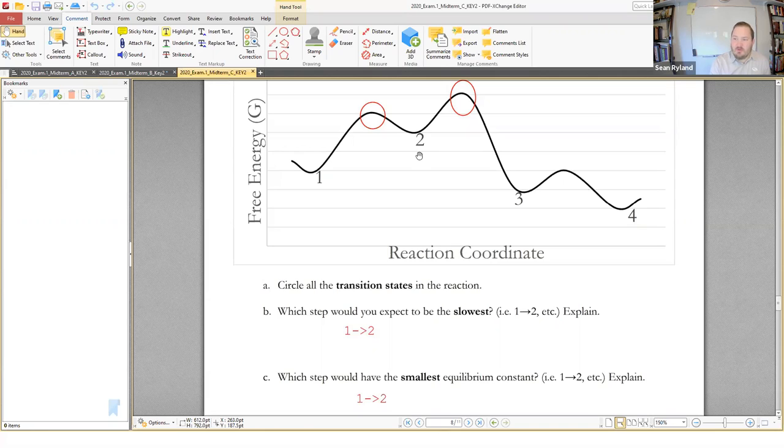A small equilibrium constant means the bottom half of that equilibrium expression is larger than the top half. And the first rule of equilibrium is products over reactants, right? So the equilibrium constant is going to be small when you favor keeping everything as the reactants. The equilibrium constant is going to be big when you favor making the product.